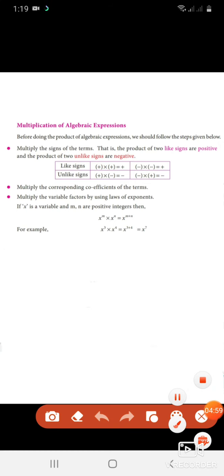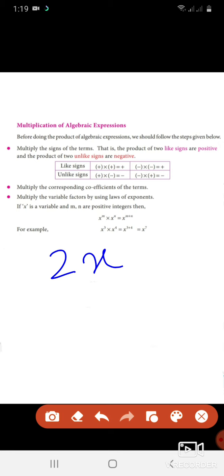And come to the next one. Multiply the corresponding coefficients of the terms. I want to take some example for this. So we can take 2x and 5x. Simple example we will take. 2x and 5x. What is the first step? We have to check the sign. If both signs are the same, then the answer is also plus. If the signs are different, your answer will be negative. Here we have plus, so the answer will be positive.